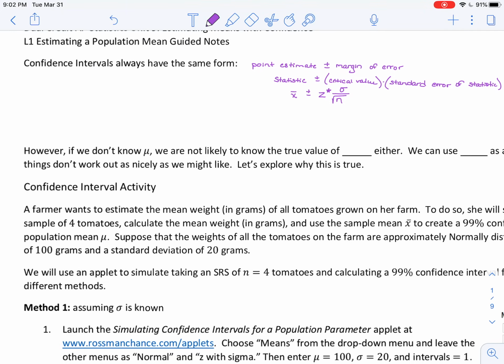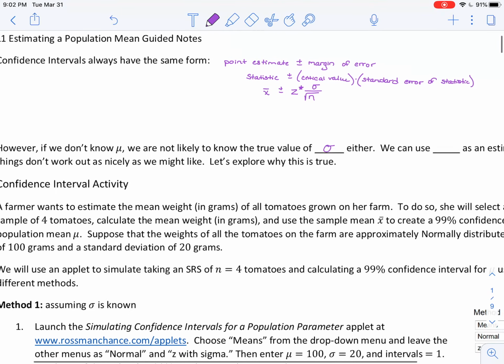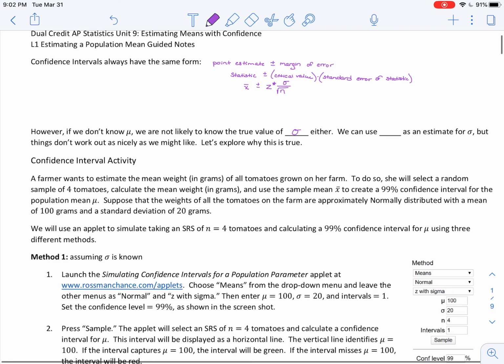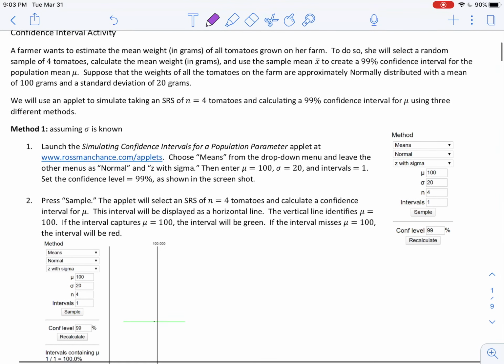That would all be well and good and we would move on if it wasn't for the fact that if you don't know mu, you're probably not going to know sigma either, because sigma uses mu, and if you don't know mu, you can't even calculate sigma. So that's a problem in this formula. You're missing a big chunk of it. Just like we use X bar as our point estimate of mu, we can use S sub X as an estimate of sigma. However, there are going to be some problems that are created.